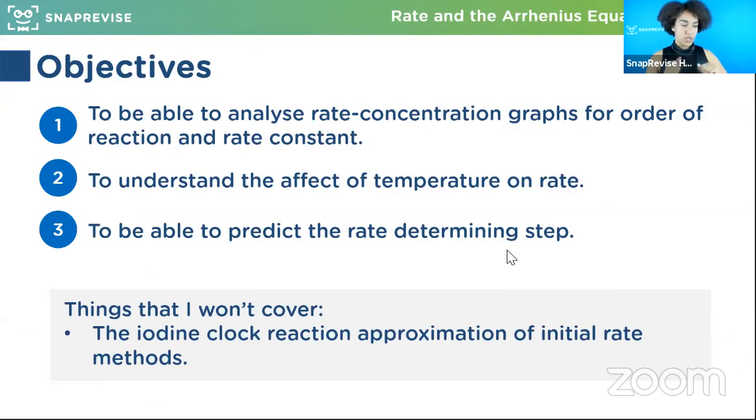Okay, so you wanted to know the objectives, what we're actually going to be doing this time. Last time we looked at time concentration graphs, which are distinct from rate concentration graphs. So we're going to be looking at rate concentration graphs and figuring out the order of reaction from those, and the rate constant. The next thing we're going to be doing is looking at the effect of temperature on rate. So that's our Arrhenius equation. And then we're going to be looking at the rate determining step and how to predict it from experimental data. We're not going to be covering iodine clock reactions because that's really specific to some exam boards.